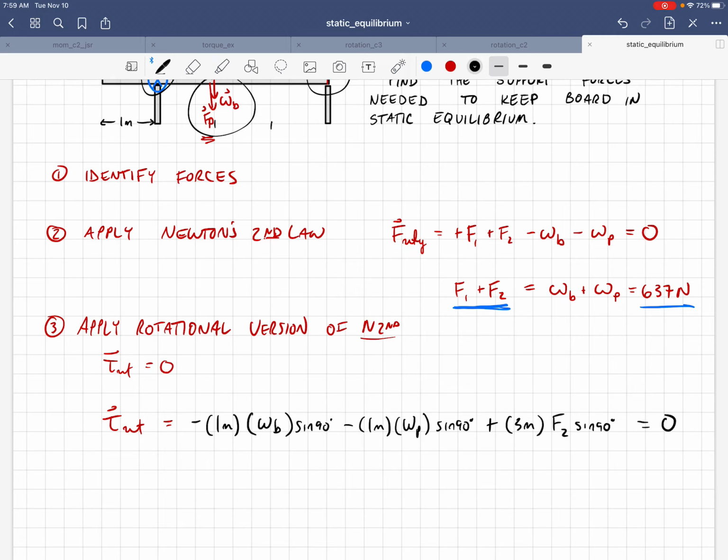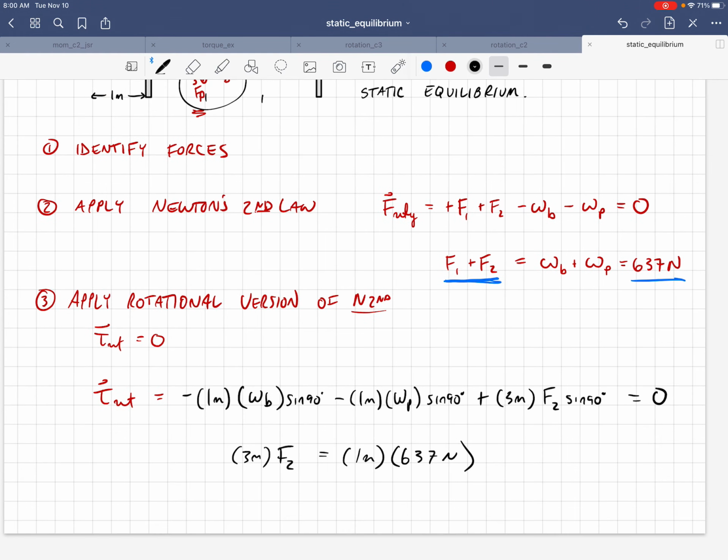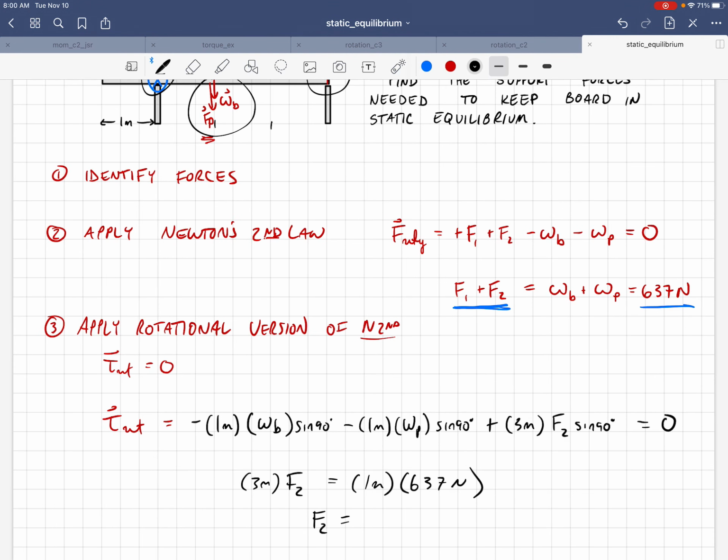So I'm going to combine some terms here. These are both negative, so I'm going to move them over to this side. So I've got 3 meters times F2 equals 1 meter times, and I'm going to combine the weights, which is 637 newtons. So this tells me that F2 has to equal 637 divided by 3, and we get 212 newtons.